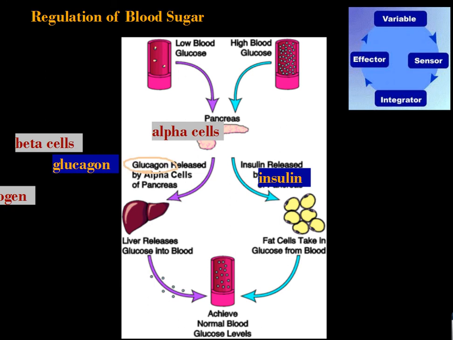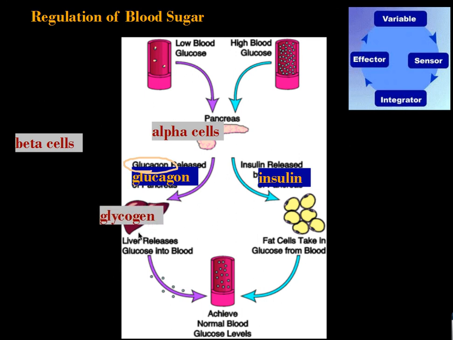Now, glucagon is going to cause the sugar that has been stored in the liver in the form of glycogen to be released. So glucagon is going to be the effector, the pancreas was the integrator, and the cells all over the body were the sensors. And this change of glucagon causing glycogen to become glucose is going to put sugar back into the cells. So we've posed the low blood sugar and put sugar in the cells.